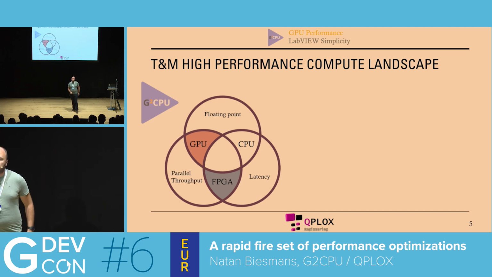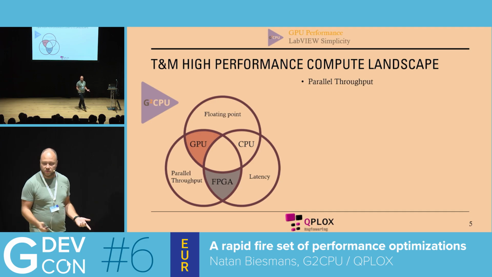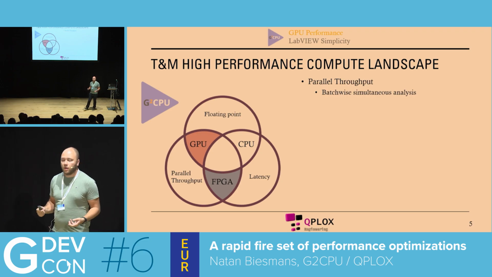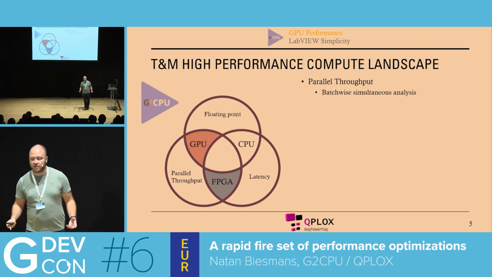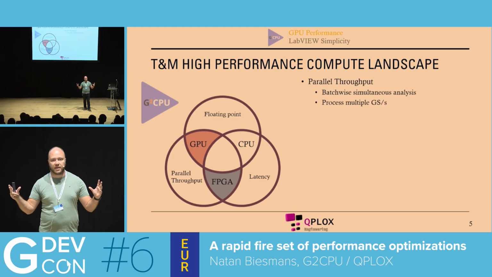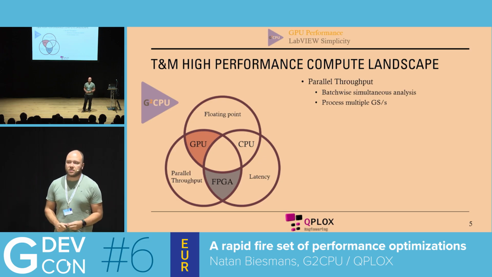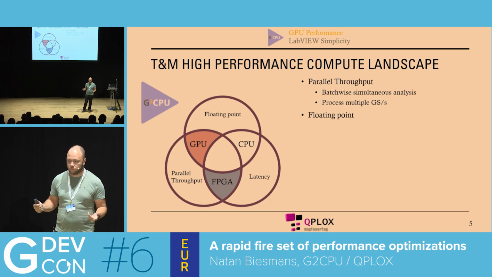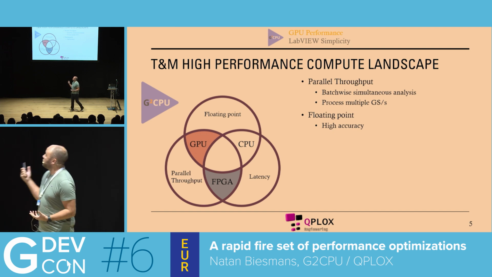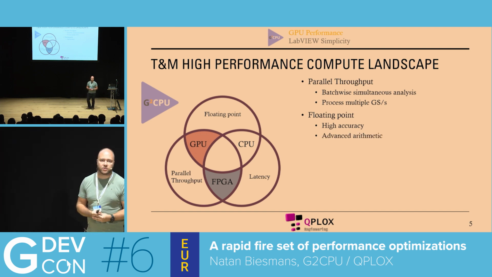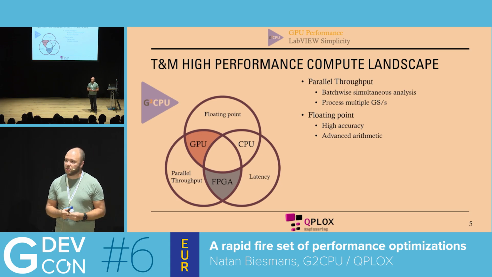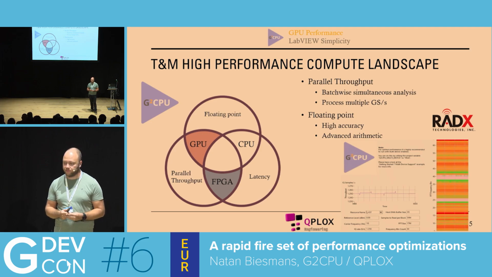Next up, we have the GPU. This is being served by my toolkit, G2 CPU. And the GPU is great, first of all, for parallel throughput. We can analyze a lot of signals at the same time, batch-wise, so we can work on larger sets of data all at once. And we can process multiple gigasamples per second, which is great. But also we have floating point. There is a benefit to using floating point when working with high accuracy applications where we need to do approximations, stuff like that. And even advanced arithmetic, which might be challenging to implement on the FPGA.